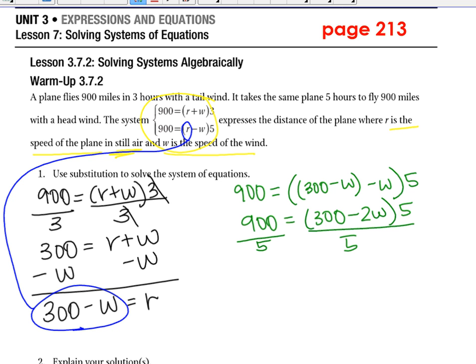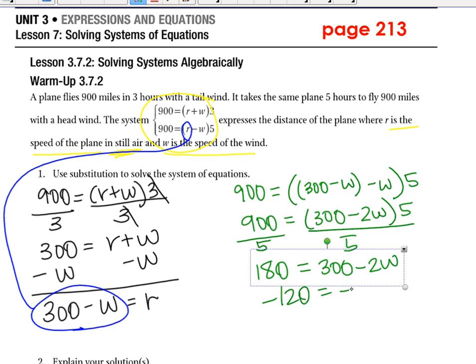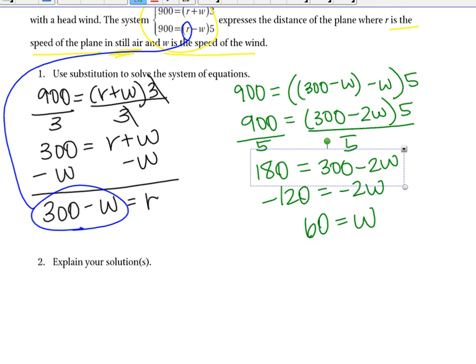And when you take 900 and divide it by 5, you get 180 equals 300 minus 2w. Obviously, subtract 300 to the other side and you get negative 120 equals negative 2w. And then when you divide by negative 2, you get 60 to be w. So if 60 is w, that's part of my answer.